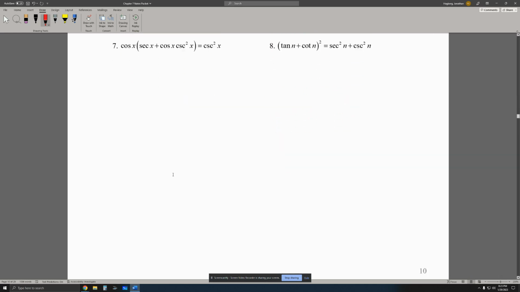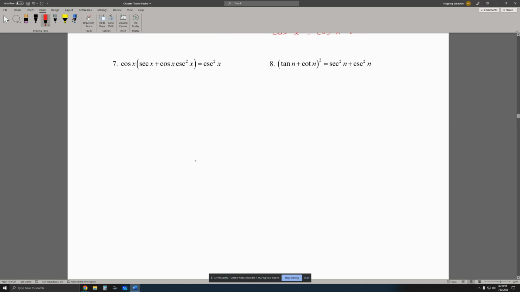Okay, we got 2 more for us today. So we have number 7. We want cosecant squared. Let's go ahead and multiply this out. So cosine times secant, again, is an identity. Plus, we have cosine squared x, and then cosecant squared x.